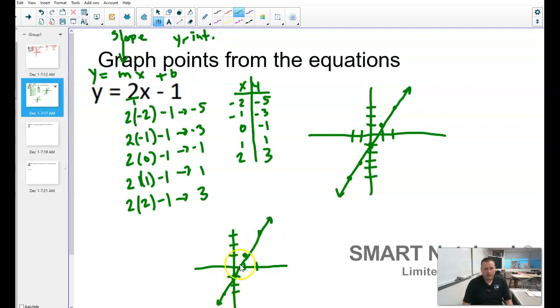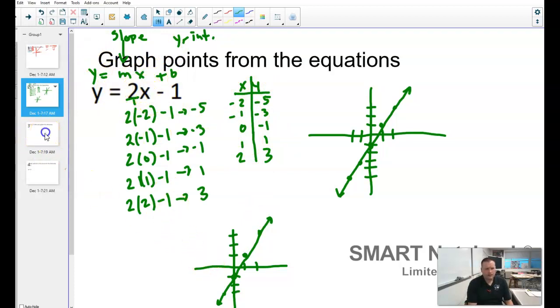I have this point at 0, -1. I have this point at 1, 1. I have this point at 2, 3. You guys can see it generates every single point the exact same way. So that's another way to do it. You can do this nice little table, or you guys learned how to graph them like that as well.